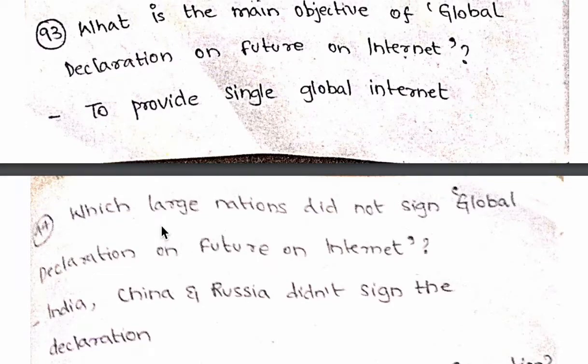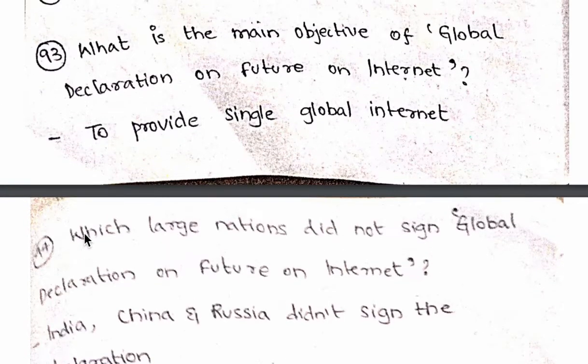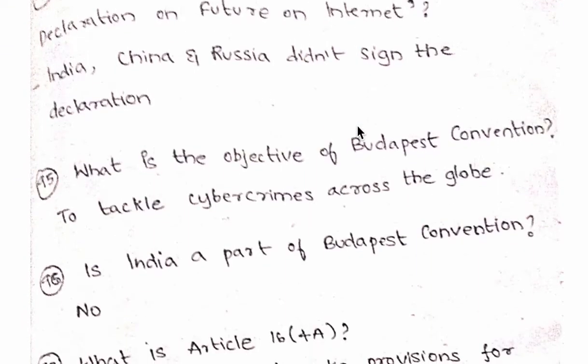94th question, which large nations did not sign the Global Declaration on the Future of the Internet? So it is India, China, Russia. These 3 nations did not sign this declaration. So India is not part of the Global Declaration on the Future of the Internet.